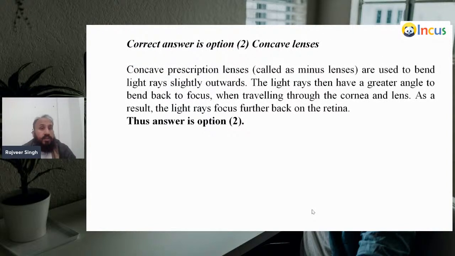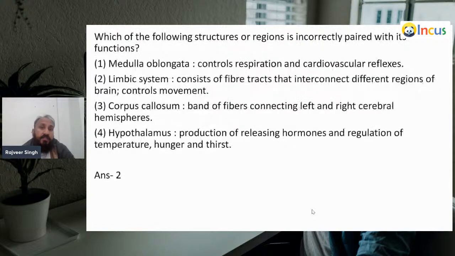Concave lenses, also called minus lenses, are used to bend light rays slightly outwards. The light rays then have a greater angle to bend back to focus when traveling through the cornea and lens. As a result, the light rays focus further back on the retina. So the answer will be the second. Concave lens is the right answer.